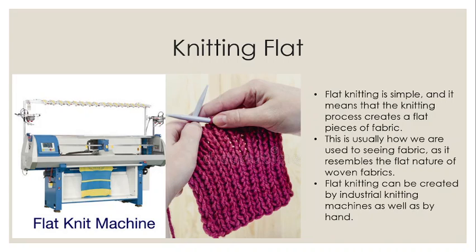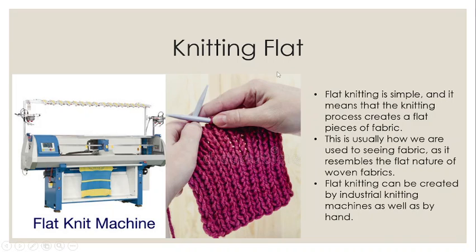Flat knitting. Flat knitting is the most basic structure of knitting. It is simple, and it means that the knitting process creates a flat piece of fabric. This is usually how we are used to seeing fabrics, as it resembles the flat nature of woven fabrics. Flat knitting can be created by industrial knitting as well as by hand.